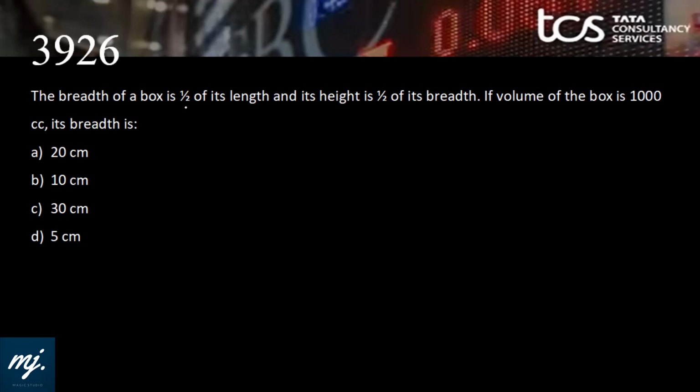The breadth of a box is half of its length. Okay, so if length is x, breadth is x by 2 and its height is half of its breadth. So height is x by 4. Volume of the box is 1000 cc. We know that volume is length into breadth into height. X into x by 2 into x by 4 is 1000.